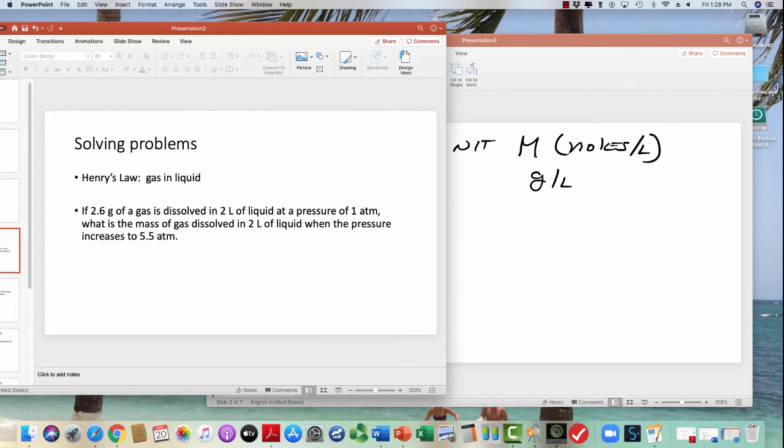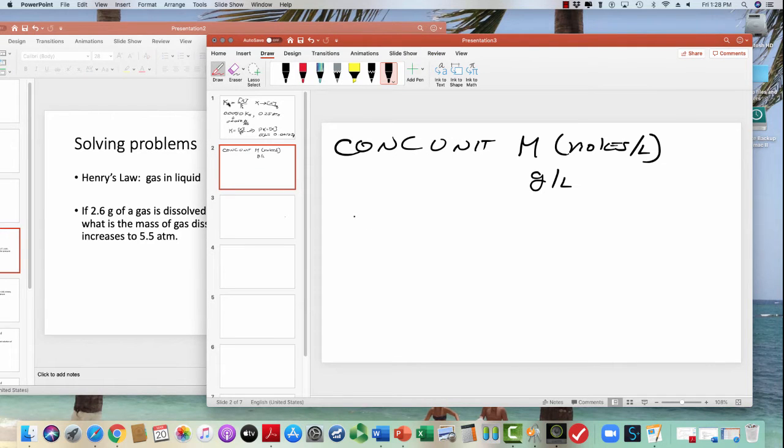Now, with this problem, we have 2.6 grams of a gas in 2 liters of liquid at a pressure of 1 atmosphere. We want to know the mass of the gas that's dissolved in these 2 liters when we increase the pressure to 5.5. So if we come over here, the concentration is 2.6 grams per 2 liters. That's equal to our concentration, and we've got pressure. P is equal to 1 atmosphere.